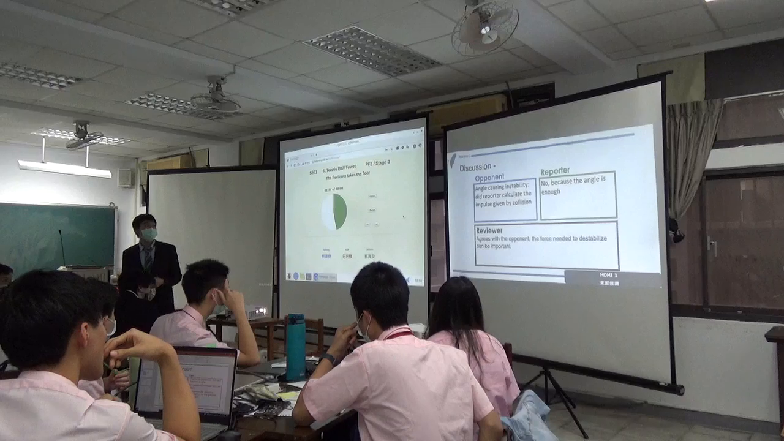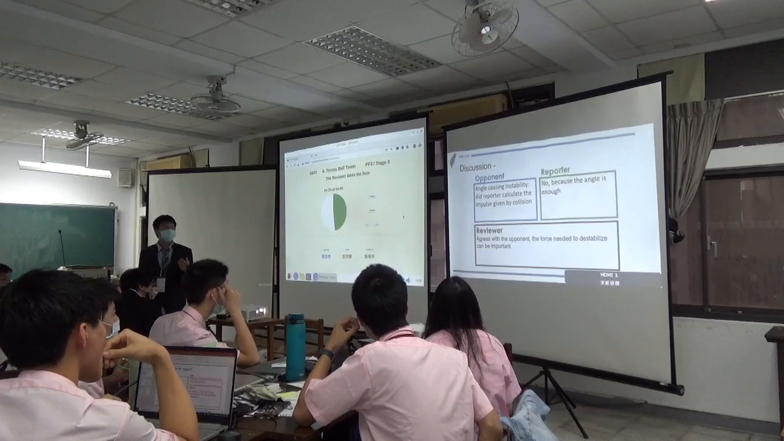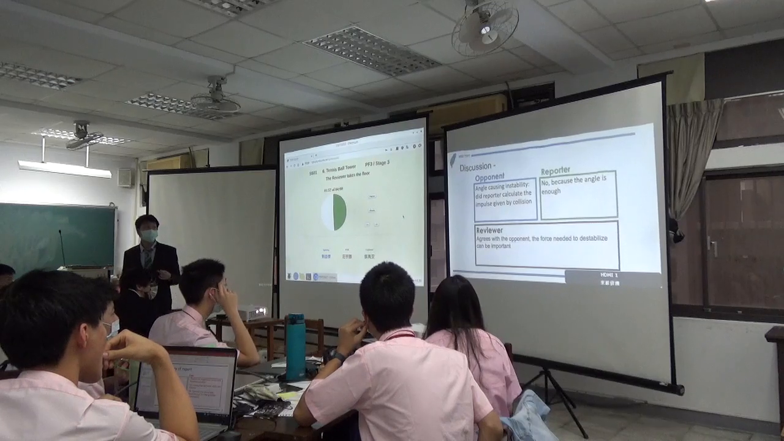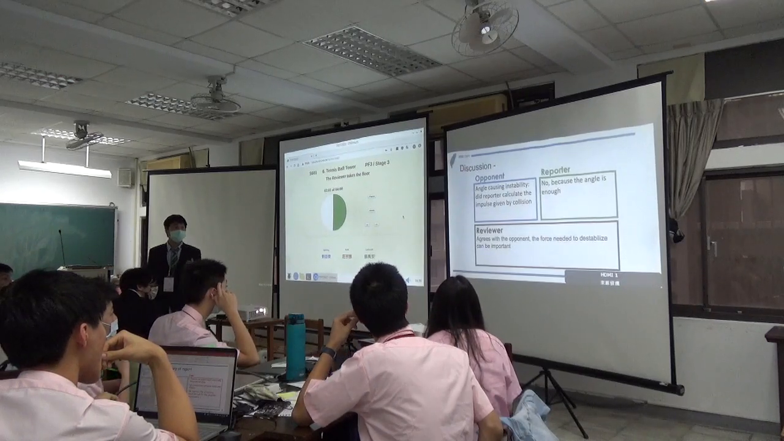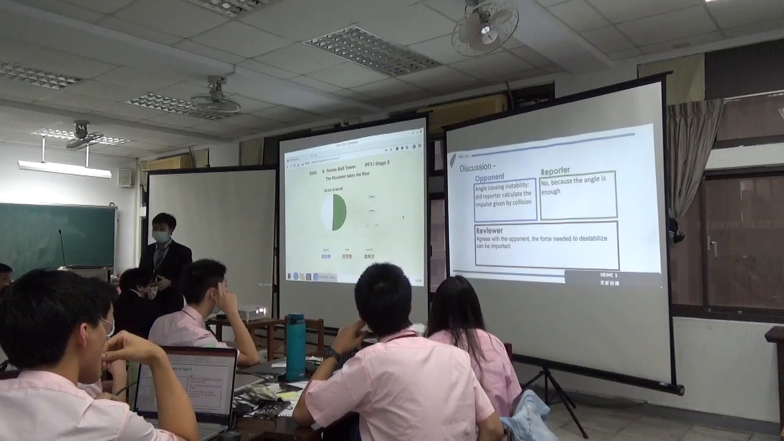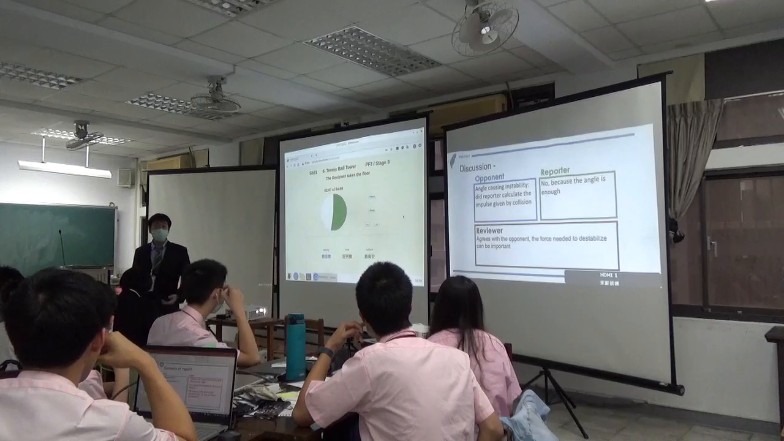Angle: the opponent says angle causes instability. The reporter calculated the impulse given by collision. The reporter replies, no, because the angle is enough. The reviewer agrees with the opponent. The force needed to destabilize can be important. So we suggest that the reporter could do further experiment on that.